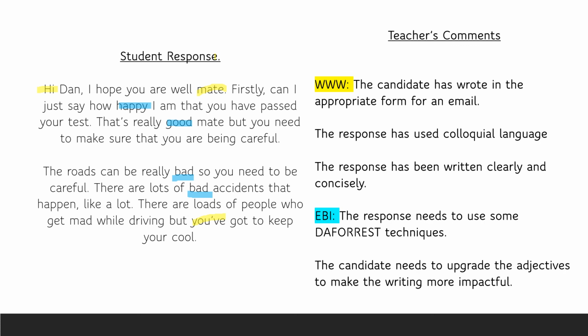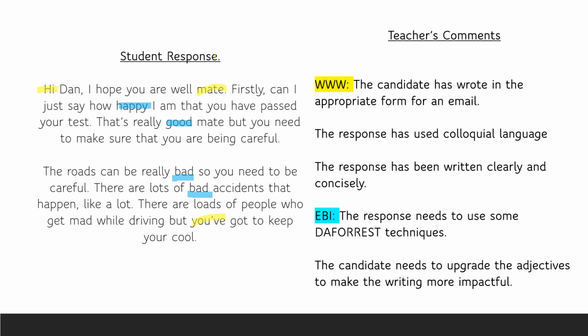There are loads of people who get mad while driving, but you've got to keep your cool, right? That's absolutely fine by what they've said there, but we could have gone a little bit further, right? People get mad, angry, and infuriated at terrible traffic. However, we have to keep our cool. Just by saying mad doesn't make us think that this person is relating to this situation very much, right?